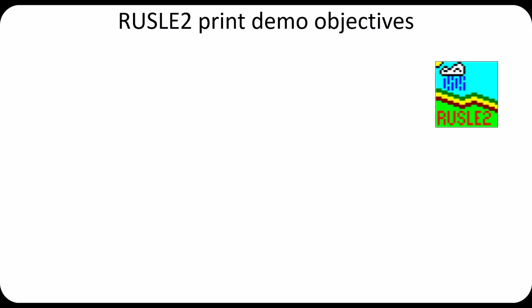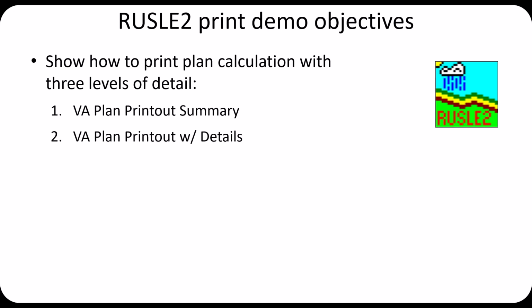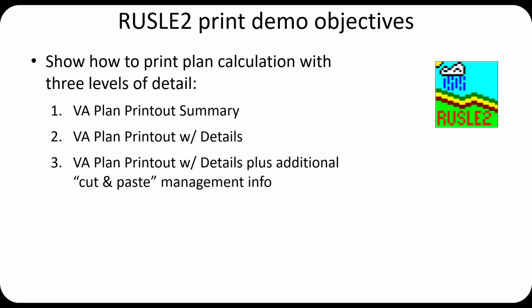Here are our objectives for the printing demonstration. We're going to show how to print our previously created plan calculation with 3 levels of detail. We're going to first show a Virginia plan printout summary, then a Virginia plan printout with details, and finally, we'll show how to create a Virginia plan printout with details plus additional cut and paste management info.